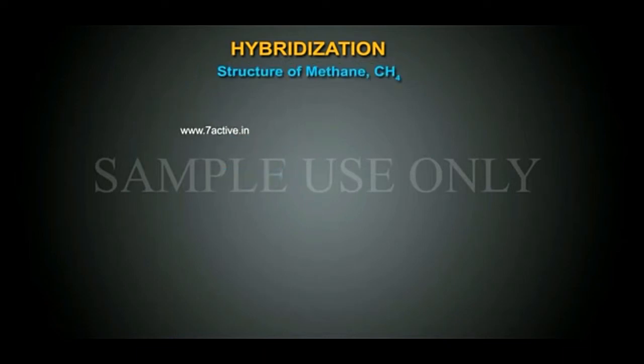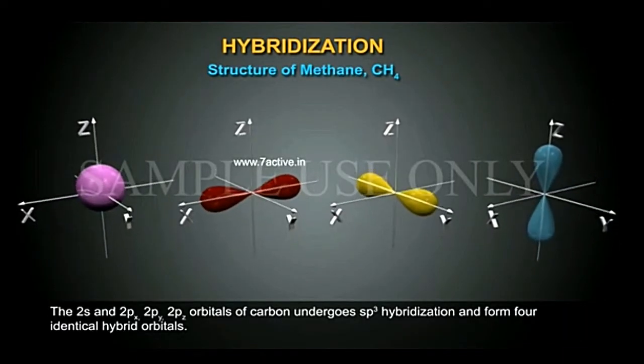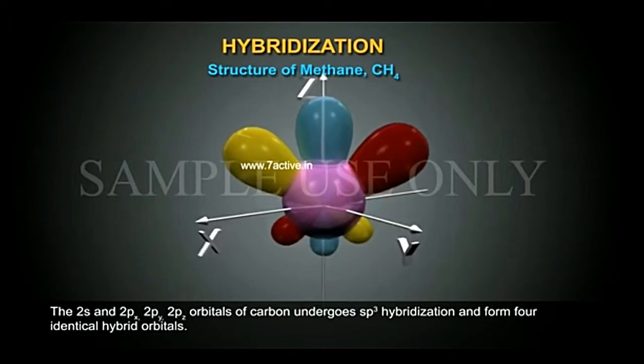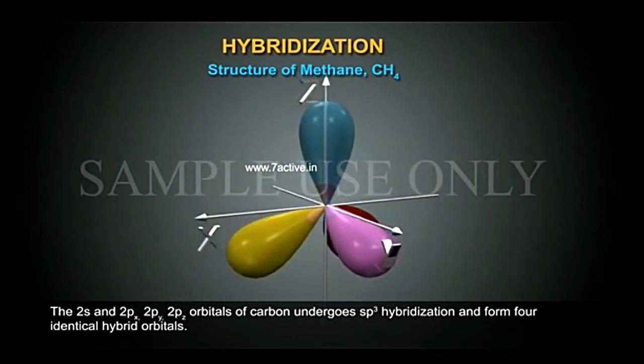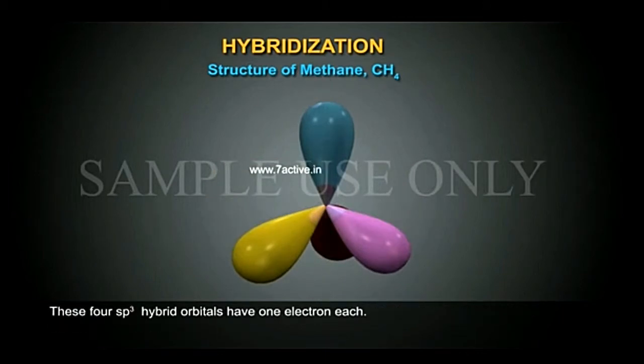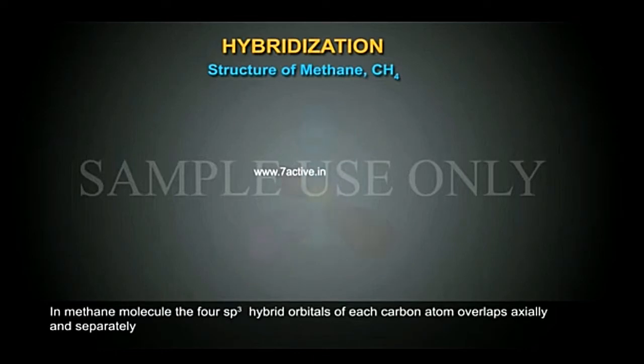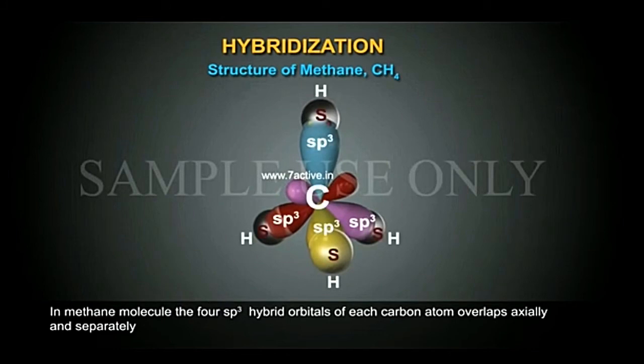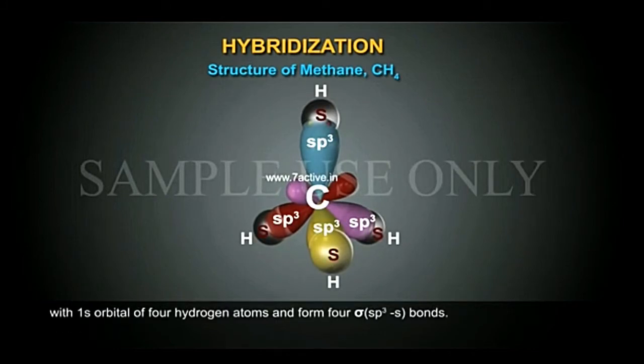Methane, CH4. In the CH4 molecule, the central atom is carbon, and carbon undergoes sp3 hybridization to form 4 sp3 hybrid orbitals. These 4 sp3 hybrid orbitals are filled with 1 electron each, and they are in a position to take part in bonding. The 4 half-filled sp3 hybrid orbitals of carbon overlap with 4 hydrogen atoms to form C-H sigma bonds. Such 4 sigma bonds are formed in the CH4 molecule.